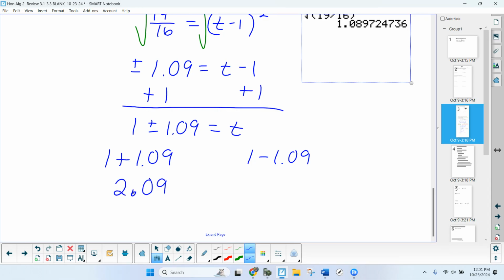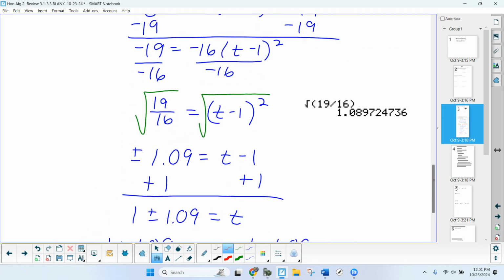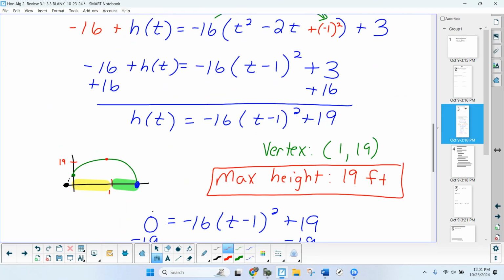2.09. Does that make sense? 2.09. Was it seconds? Yeah. Okay. And then this gives me negative 0.09. Can you have negative time? No. No. Here's your answer. There is one like this, exact same thing on your test. Okay, so here's your negative answer. Here's your positive answer. Questions?